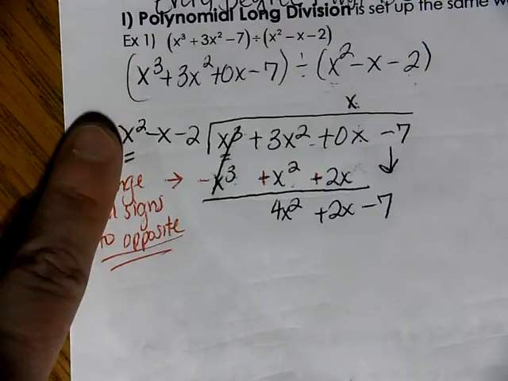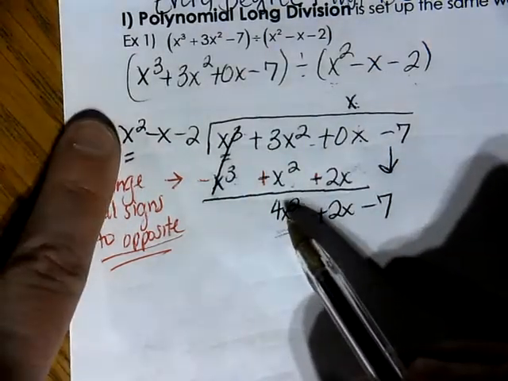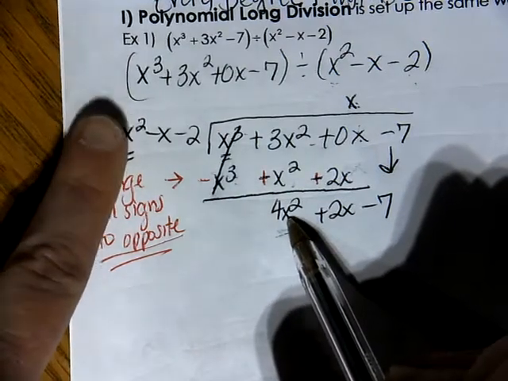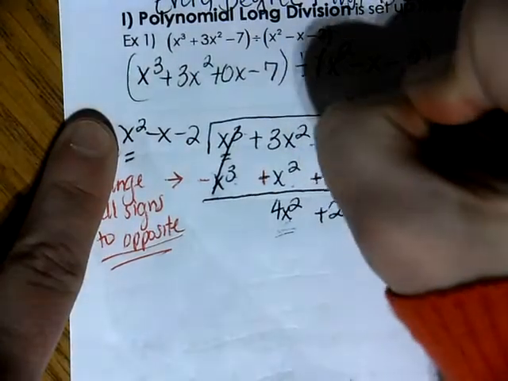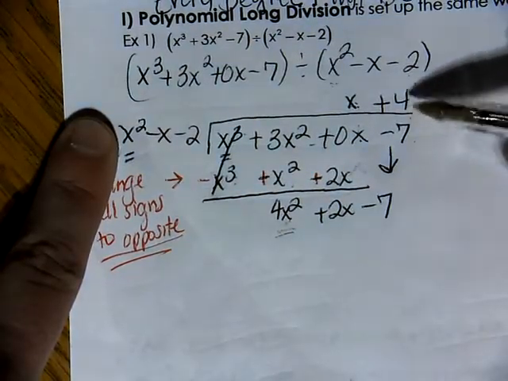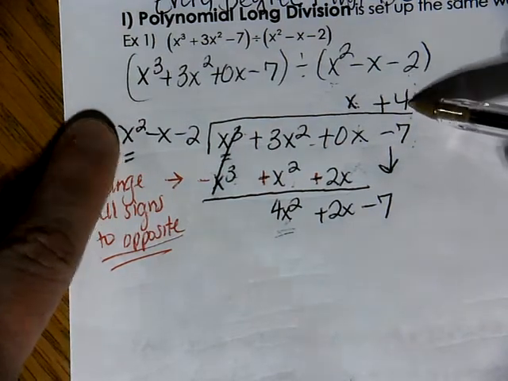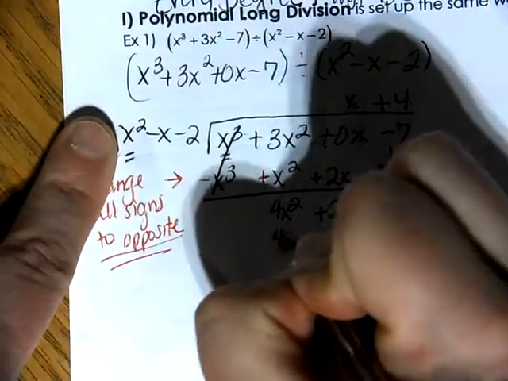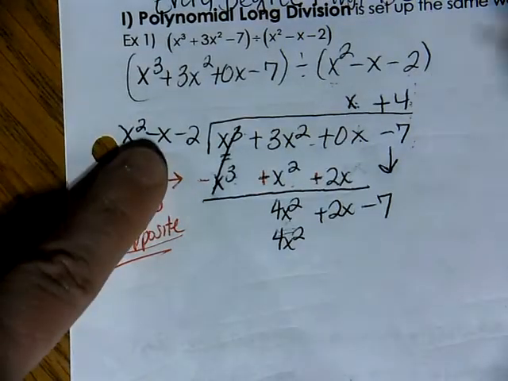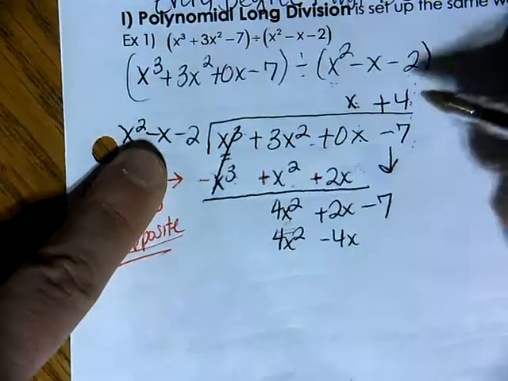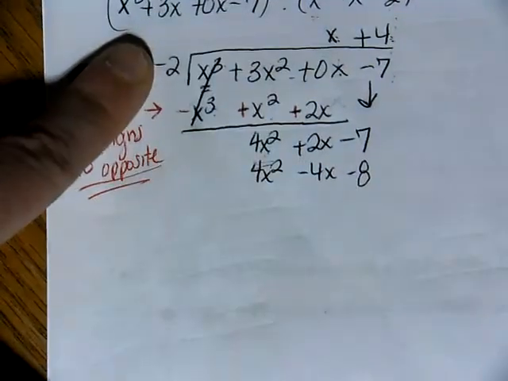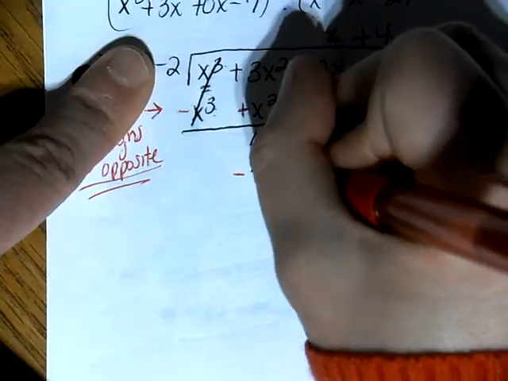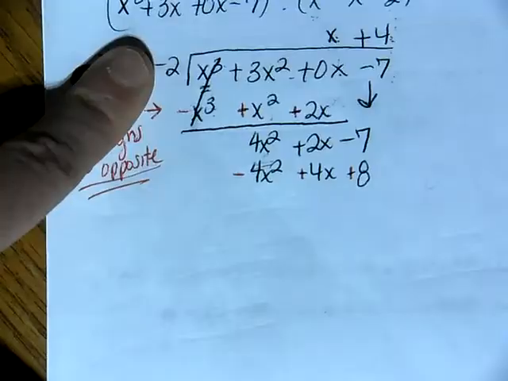My focus once again is on x squared and 4x squared. So it's just the first term and the first term. And I ask myself, what times x squared equals 4x squared? That is a positive 4. And I line up the positive 4 with my constant term. 4 times x squared is 4x squared. 4 times negative x is minus 4x. 4 times negative 2 is minus 8. And now, just like before, I need to change all of my signs to their opposite and combine.